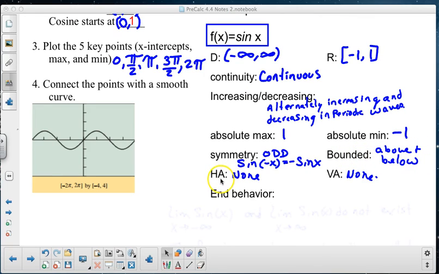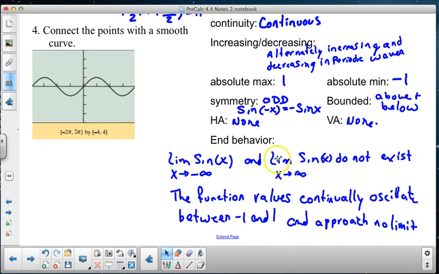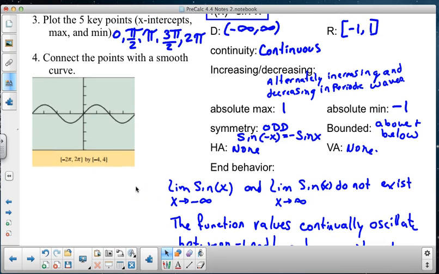There are no horizontal asymptotes, there are no vertical asymptotes, and its end behavior. Now this is an important point. In its end behavior, the limit of sine of x as x approaches negative infinity and the limit of sine of x as x approaches infinity do not exist. The function values continually oscillate between -1 and 1 and approach no limit. Okay, and that's the sine curve that we have.